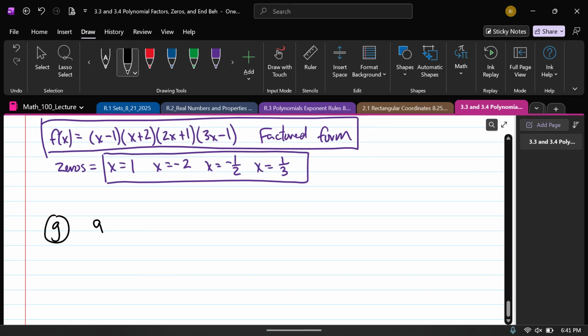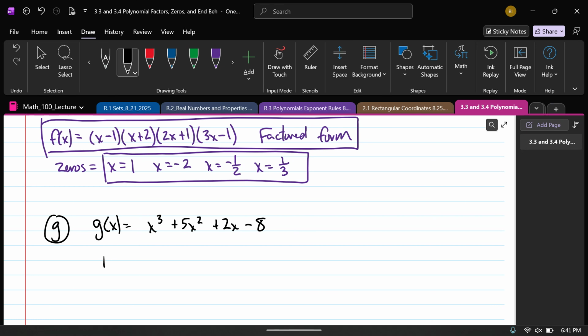So here's the polynomial: G of x is equal to x cubed plus 5x squared plus 2x minus 8. Okay, I'm going to make my P over Q list. This one's easier because what's P? It's the 8 and negative 8 technically. What's Q? 1. So the factors on the bottom are just 1. That means I don't have to have a whole big long list of fractions because I'm just going to be dividing by 1 the whole time.